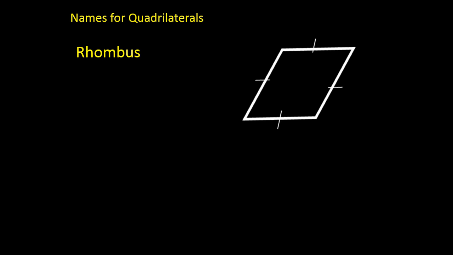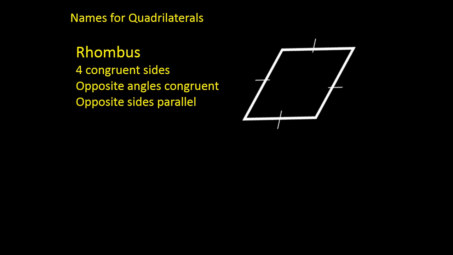Another quadrilateral is a rhombus. A rhombus has 4 congruent sides. Sometimes people think of a rhombus as looking kind of like a squished square, although a rhombus could have 4 congruent angles. It just doesn't have to have that, but it must have 4 congruent sides. Now, because of that, a rhombus will also have opposite angles that are congruent and opposite sides that are parallel.